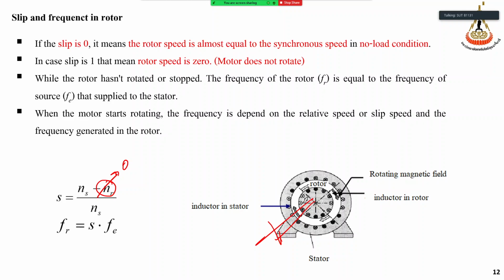If you would like to know what happens to the motor under this condition, you can try blocking the electric fan in your house, then turn on the fan and try to block the rotor and see what happens. It will cause very high temperature, and it can make a fire on your electric fan. While the rotor hasn't rotated or is stopped, the frequency of the rotor equals the frequency Fe of the stator supply. When the motor starts rotating, the frequency depends on the relative speed.